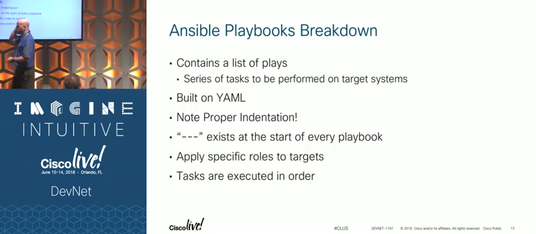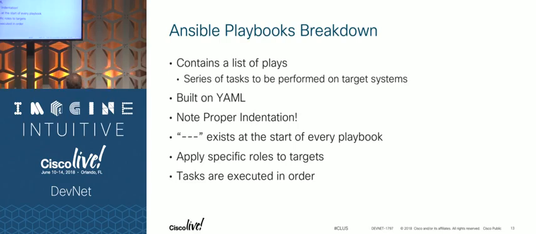So Ansible playbooks, just a series of plays or tasks to be performed on the target systems. Built on YAML, it requires proper indentation. If you're not indenting your files, and for those of you that are already working with Python, you are already aware of this. So it does require indentation. You'll see in an example that I'm going to show shortly. All YAML files start with 3 dashes in the beginning of it, and it can apply specific roles to specific targets. So if I want to run a set of tasks on one specific set of targets and another set of tasks on another, you can actually apply different target-specific tasks.